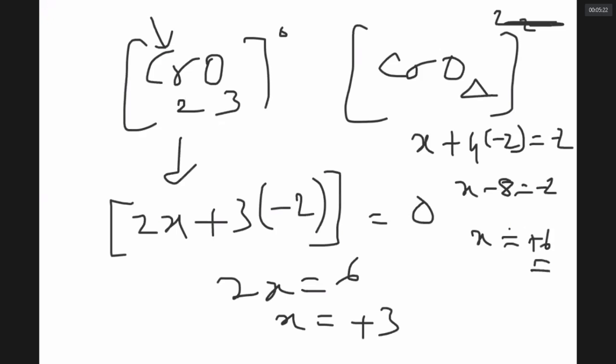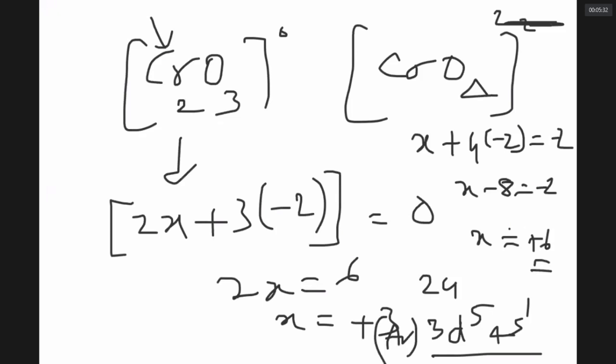Chromium, atomic number 24, has the configuration argon 3d5 4s1 in the outer level. For any d block element, the maximum allowed oxidation state is equal to the number of electrons it has in the n-1 d orbital plus the number of electrons in the s orbital. So the maximum allowed oxidation state of chromium is 6. Are we very clear?